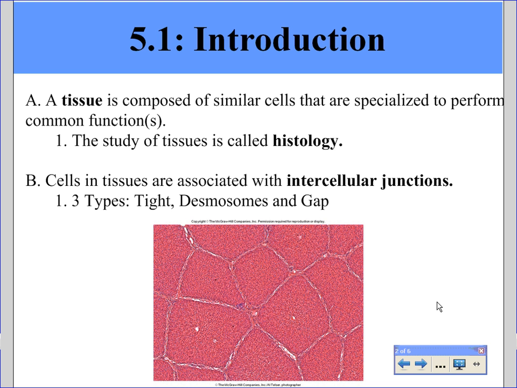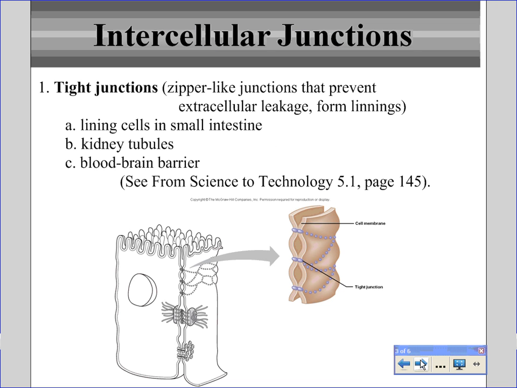The cells of our tissues are held together by several different connectors, if you will. They're called intercellular junctions, and there are three types we're going to talk about here: tight junctions, desmosomes, and gap junctions. Tight junctions are connectors that link cells together. They're sort of like a spot weld or zipper-like junction, and they prevent material from leaking through across a barrier, or they line a particular area.